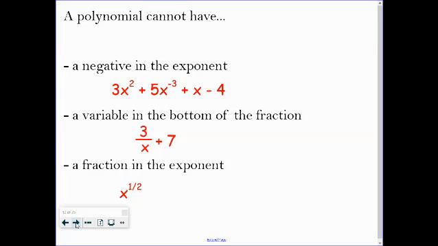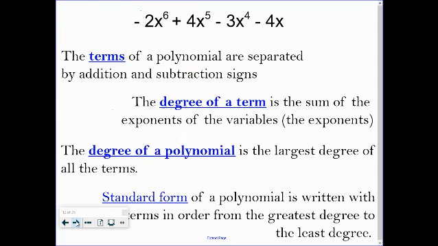Okay, so if you remember, a polynomial cannot have any negative in the exponent. Right there we've got x to the negative 3. That means it's not a polynomial. The second thing is we cannot have a variable in the bottom of the fraction. Notice that's 3 over x. That means that is not a polynomial. And then we cannot have a fraction in the exponent. So if you see any of those three things with the variable, it's not a polynomial.